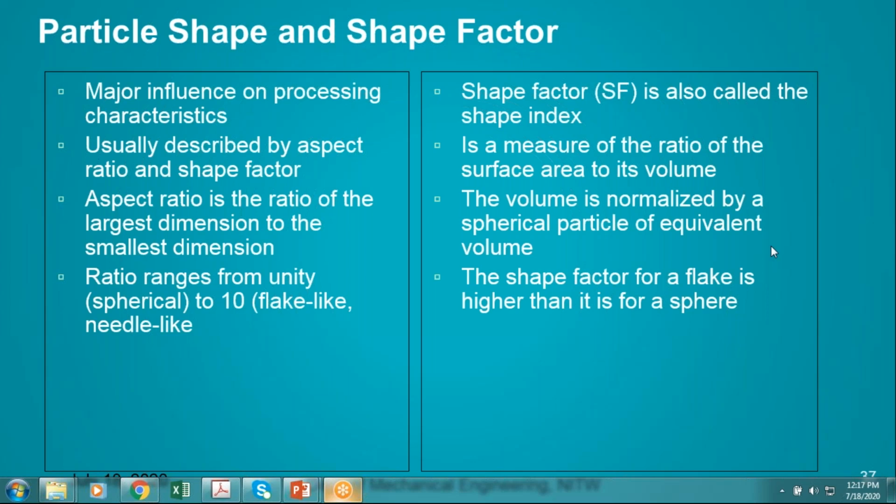And the shape factor is also called the shape index, and is a measure of the ratio of the surface area to its volume. The volume is normalized by a spherical particle of equivalent volume. The shape factor for a flake is higher than that for spherical particles. Generally, the shape factor will be used to identify the flake particles. That will be higher in this case, the shape factor, that is the shape index.